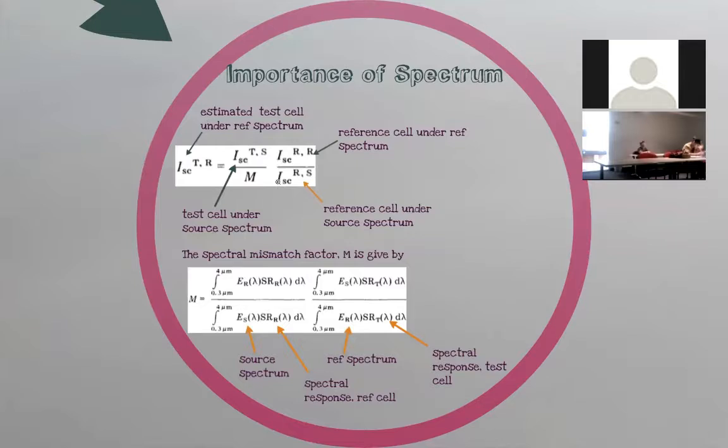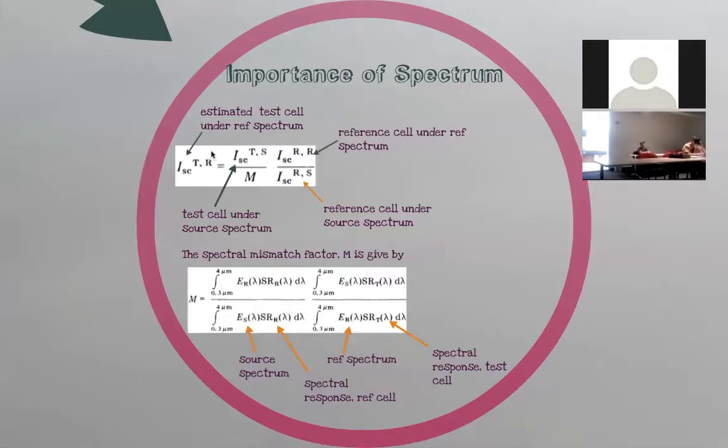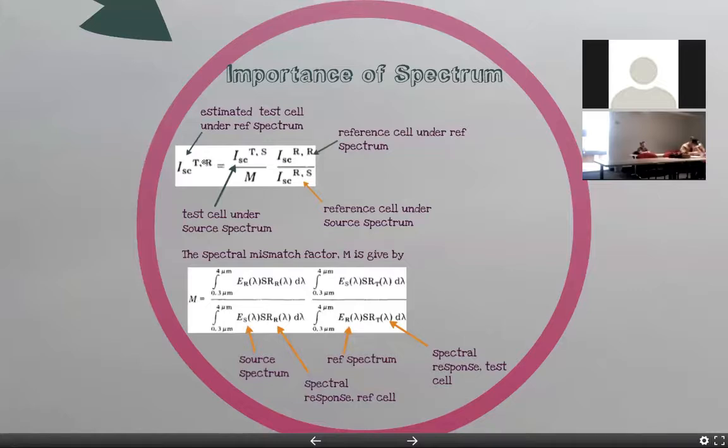So the way people do this, of course, there are approximate methods where you can try to estimate the efficiency, and this is one good example. I'm giving you an example of how you can estimate it. The expression is relatively simple to understand. In this example, we are looking at the short circuit current, that's ISC. This TR here refers to the test cell under a reference spectrum. The test cell is the solar cell that you're trying to measure. The reference spectrum is a very carefully calibrated, well-known reference. So this is the short circuit current of a test cell under a reference spectrum.